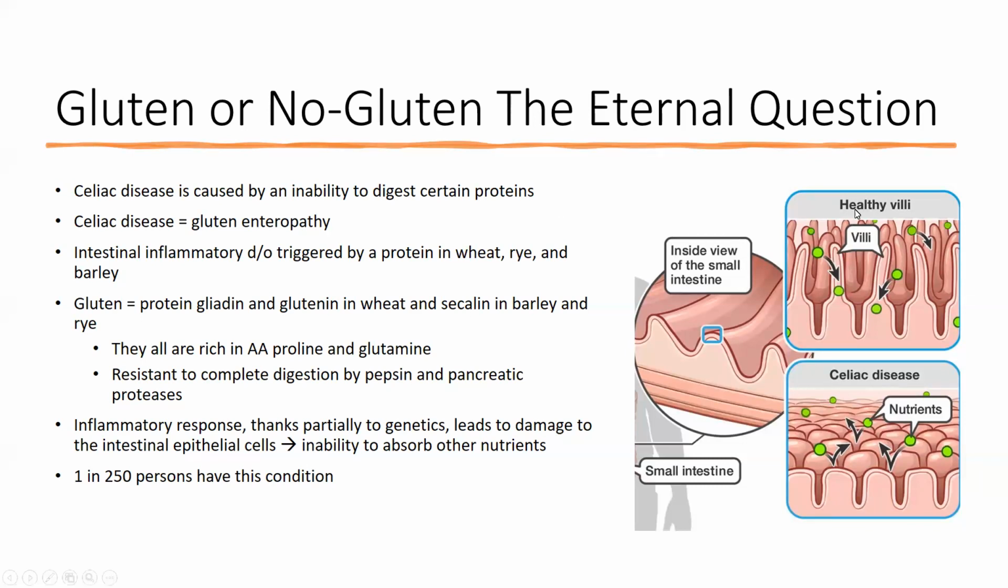Over time, that inflammation causes the villi to become blunted, decreasing surface area and further affecting our brush border enzymes. That's how you can see the pathogenesis of celiac disease occur. This stat is old, it's a 2022 stat, so I would probably want to update it. 1 in 250 people have this condition. I also don't fully trust that stat.